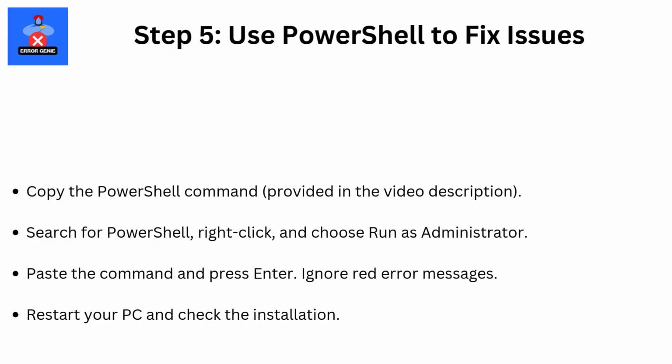Step 5. Use PowerShell to fix issues. Copy the PowerShell command provided in the video description. Search for PowerShell, right-click, and choose Run as administrator. Paste the command and press Enter. Ignore red error messages. Restart your PC and check the installation.